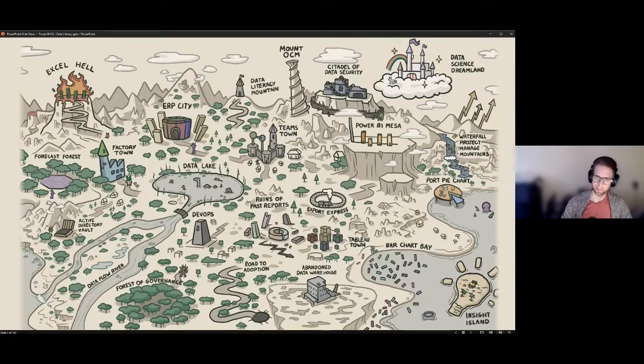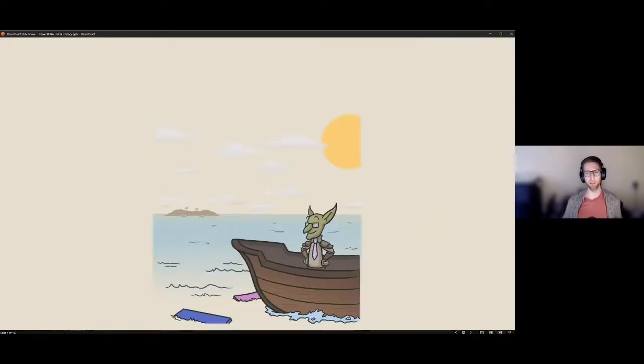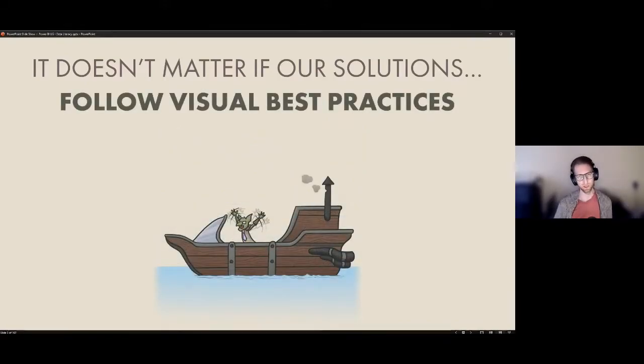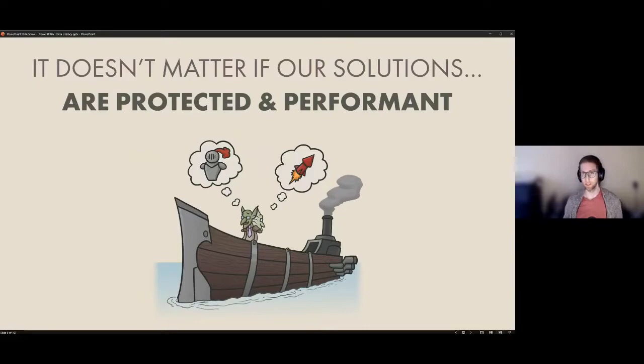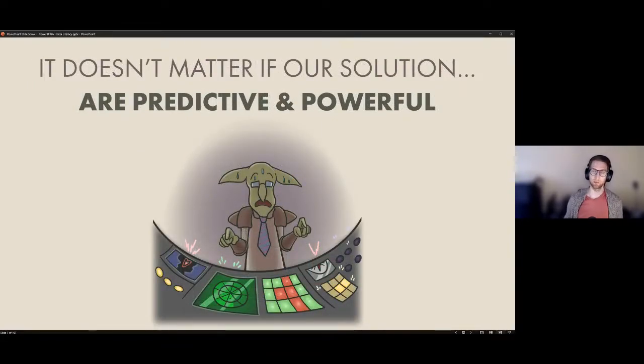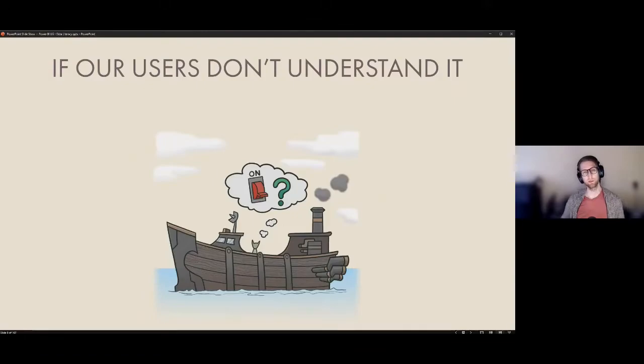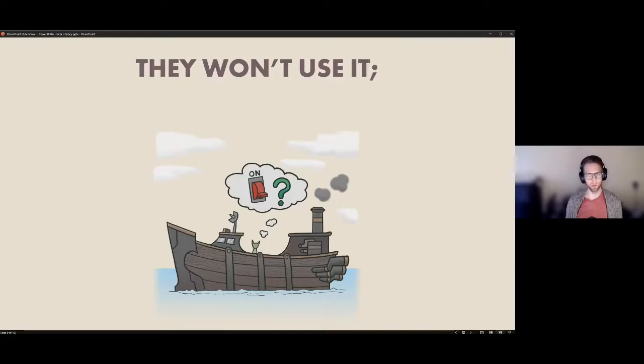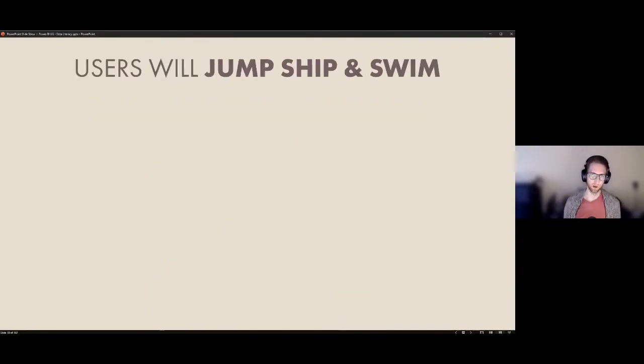In order to get to Insight Island, we need solutions. We build these data solutions to help ferry us safely across those dangerous, uncharted waters that is our organization's data. But when it comes to our solutions, it doesn't matter at the end of the day if our solutions follow visual best practices, if they're protected and performant, if they're predictive and powerful. Because if users don't understand it or the data behind it, they won't use it. It will take them nowhere.